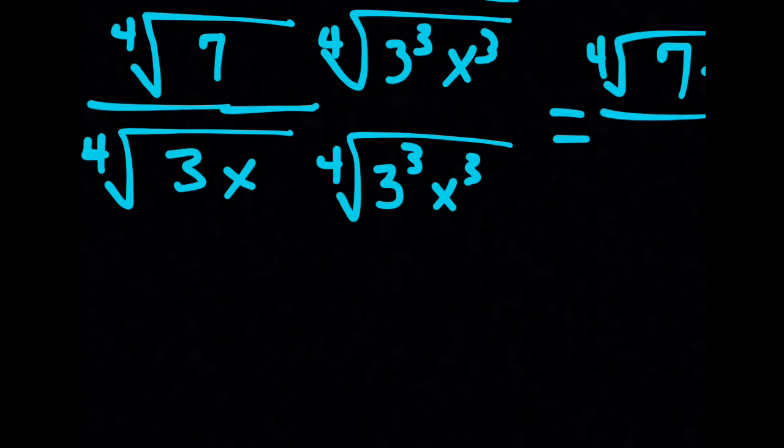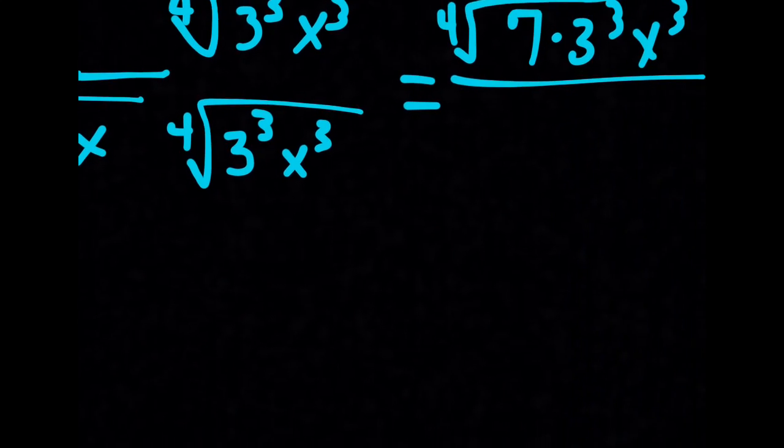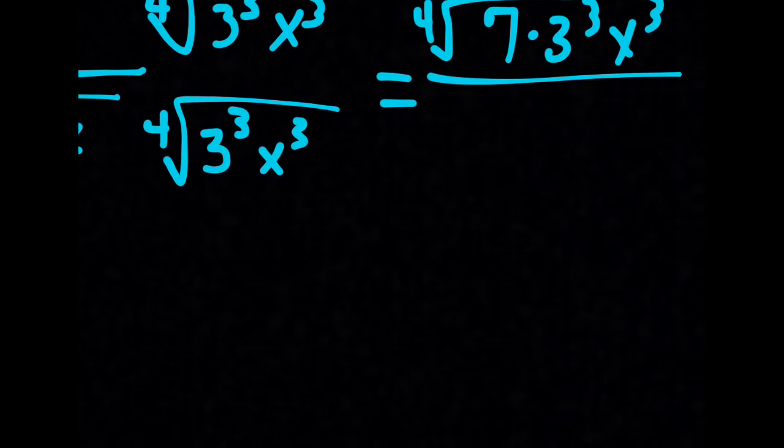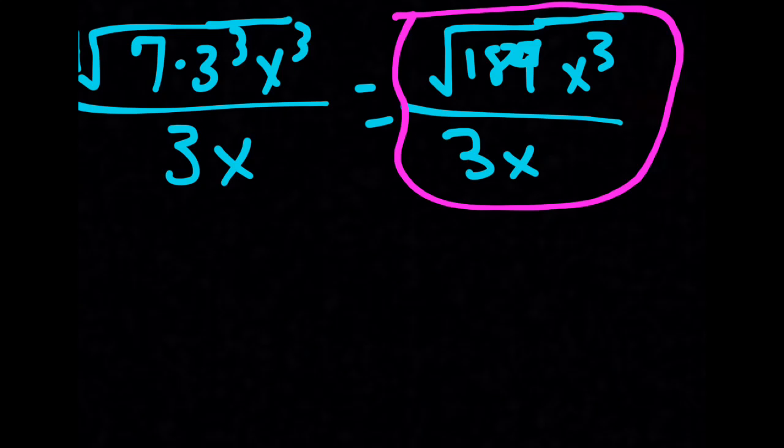Now on the bottom, the reason I chose this to multiply by is so it would make the fourth root go away, and what am I going to be left with on the bottom? 3x. Yay. So after you multiply all that out, you're good.